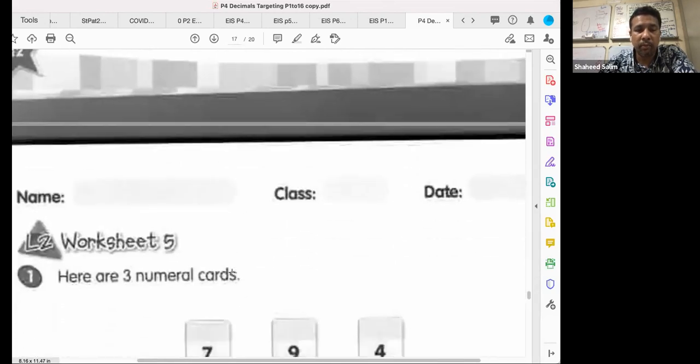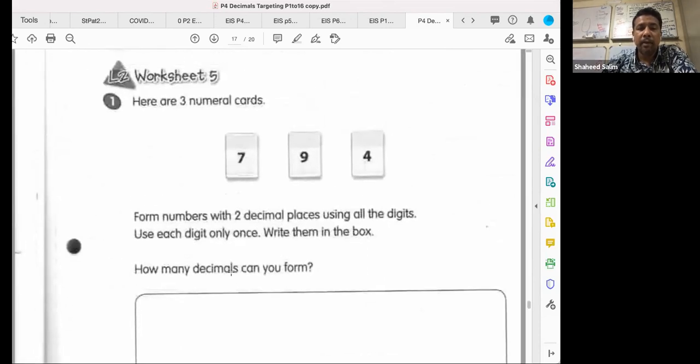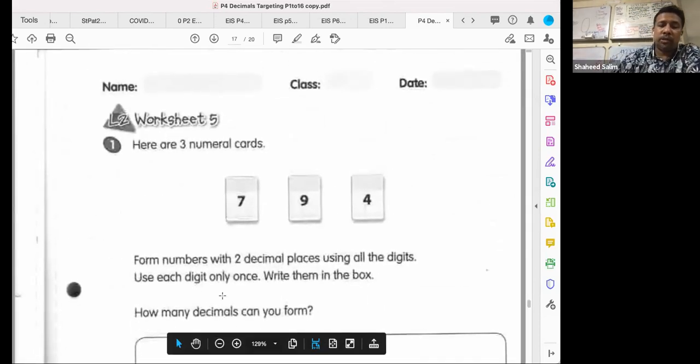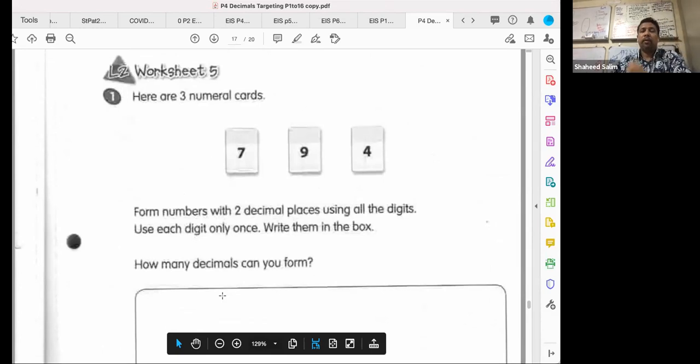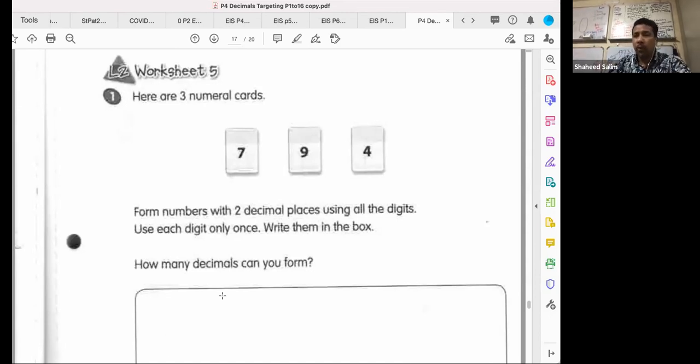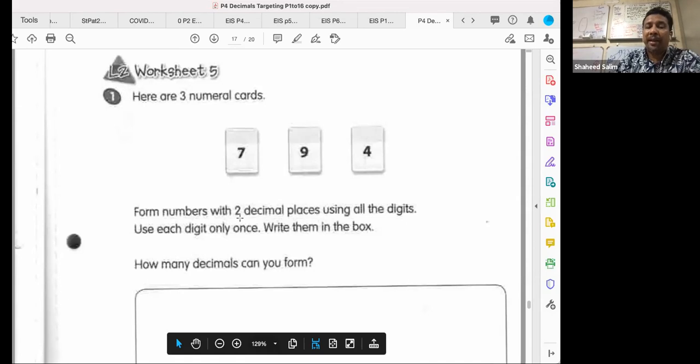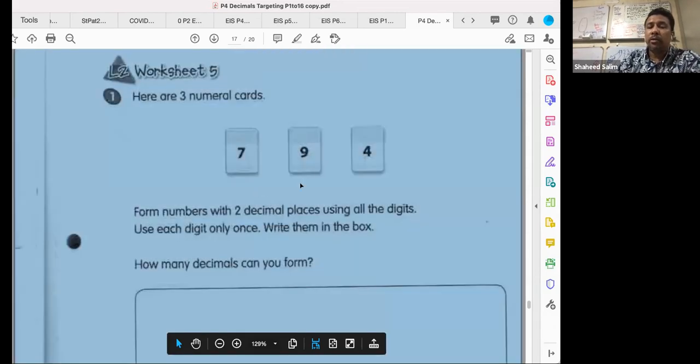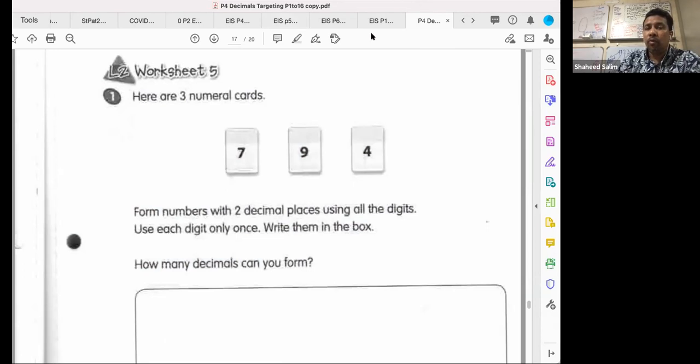Same thing. What is this? Form 2 decimals using all the digits, and you can only use each digit once. Form numbers with 2 decimal places, not 2 decimals. That means 2 decimal places means like this. If you do not know, 2 decimal places means, let's say 1.27. 1 decimal place, 2 decimal place after the dot. That's what they mean. So they want you to form as many as possible.